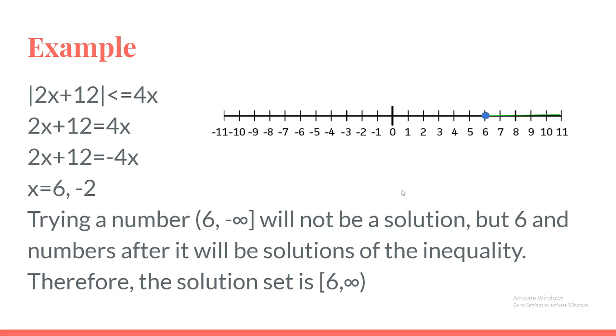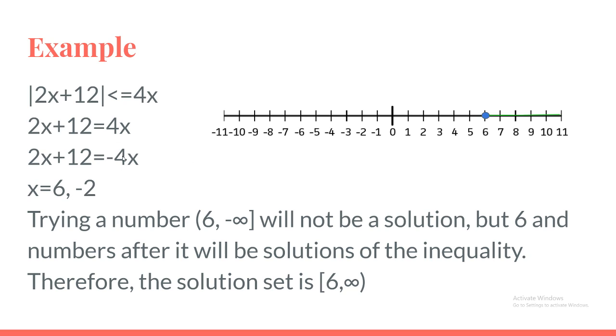Okay, this is just another example. We have the absolute value of 2x plus 12 is less than or equal to 4x, and 2x plus 12 is equal to 4x, and 2x plus 12 is equal to minus 4x. So as you can see here, all we did was take out the inequality and put it equal to each other and remove the absolute value. And we did the same thing for the second one, except we also multiplied this 4x right here by minus 1.